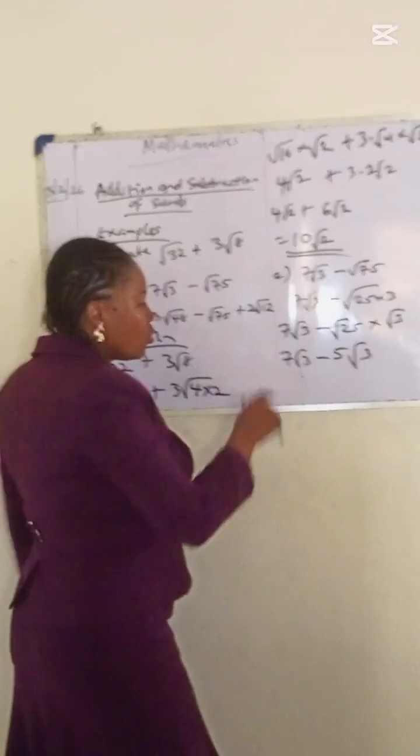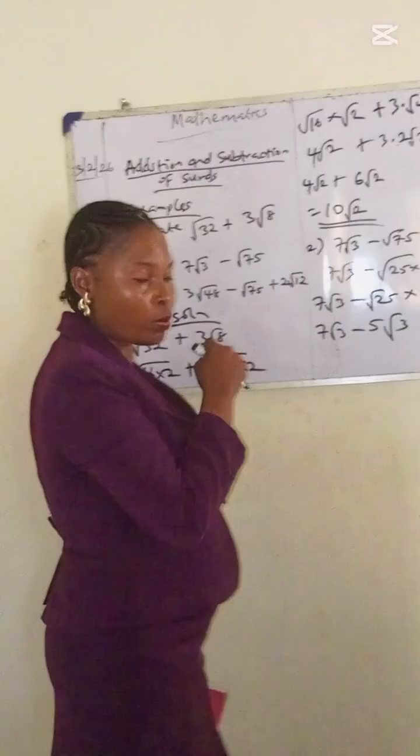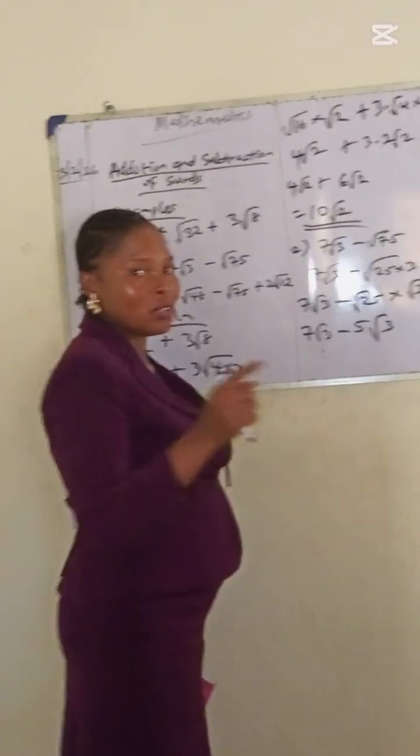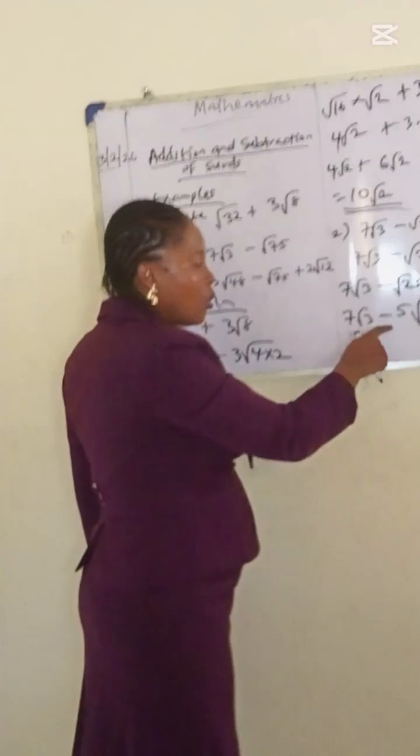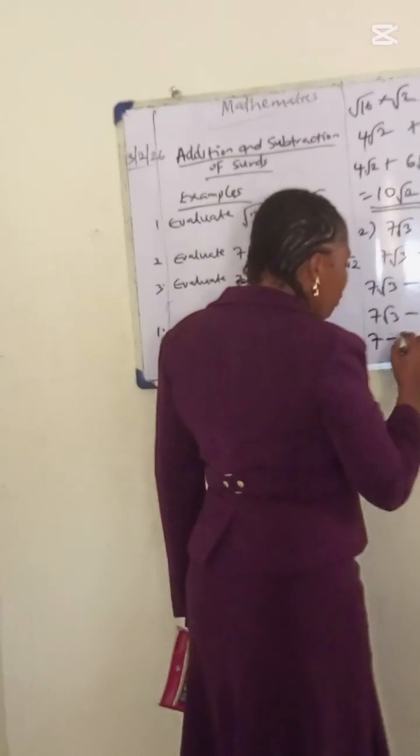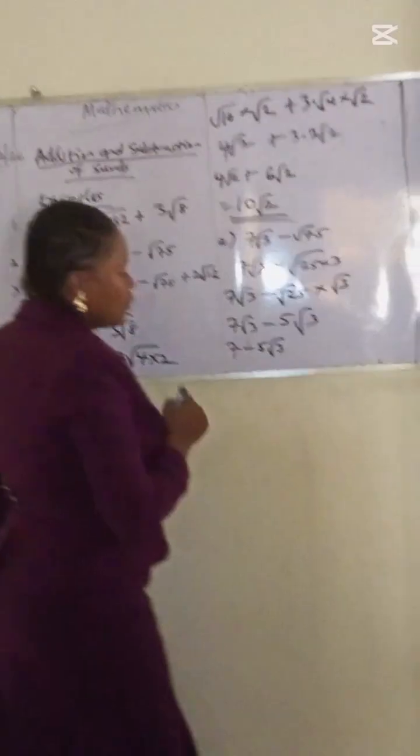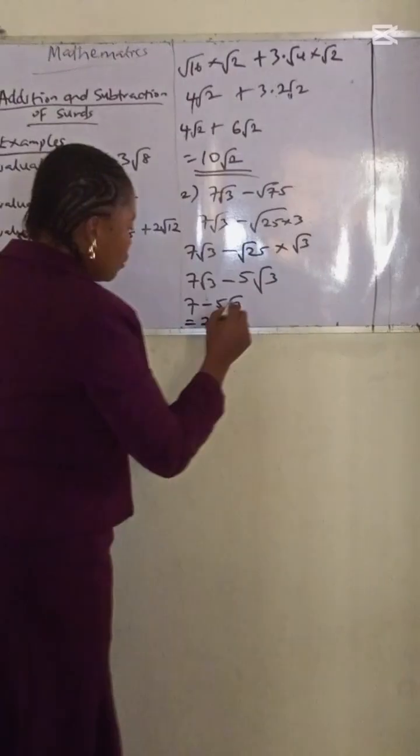So now we are going to look at this. You can see we are on minus now. The first one we did was plus. So we are on minus. If this question were having plus, we would add the two numbers here. But now what is here is minus, so we are going to subtract by saying 7 minus 5 sqrt 3. So 7 minus 5 will give us 2 sqrt 3.